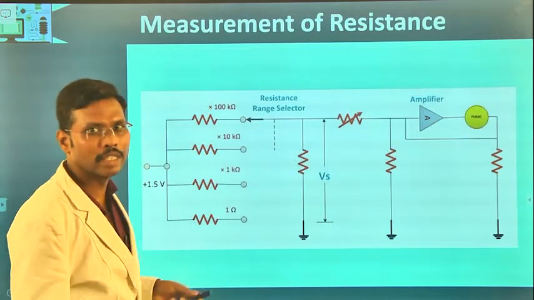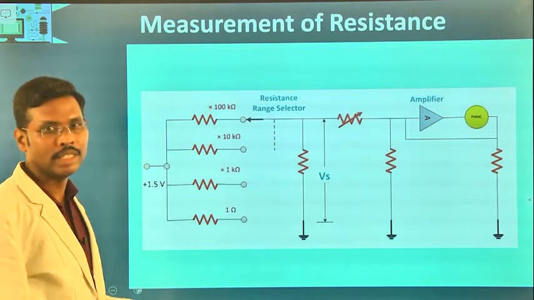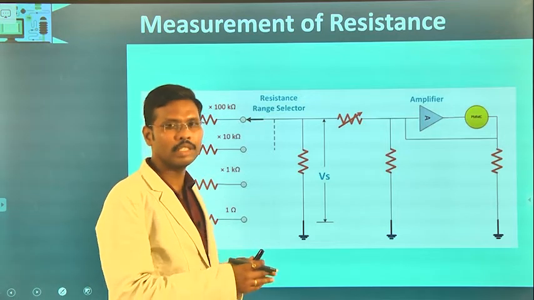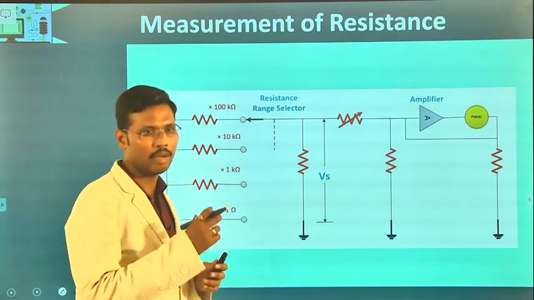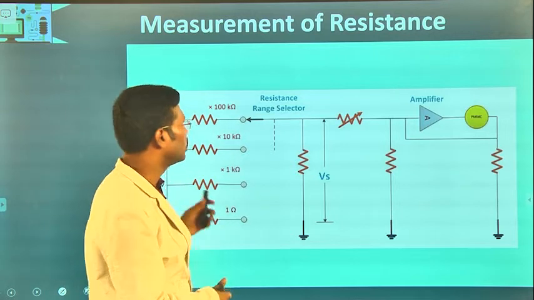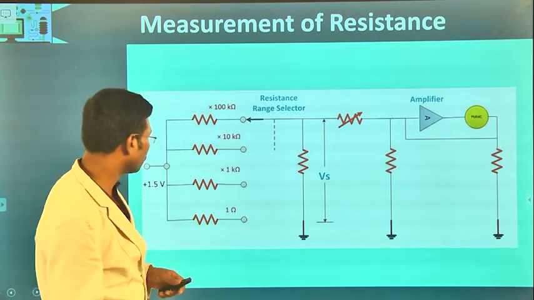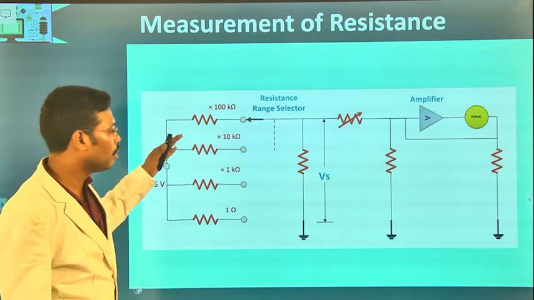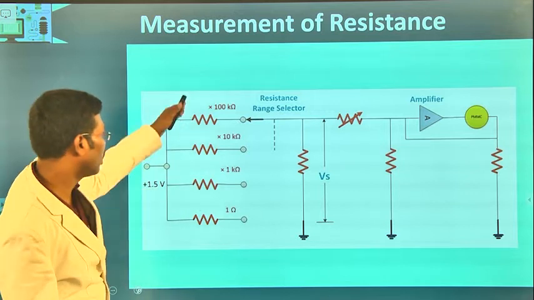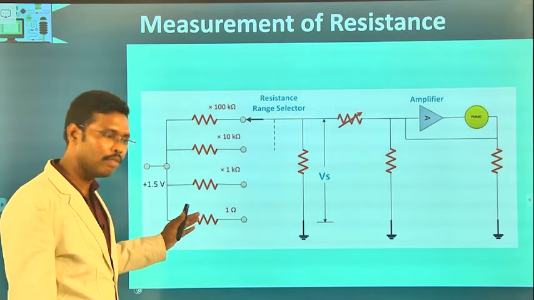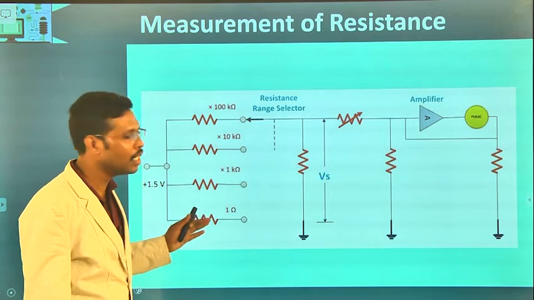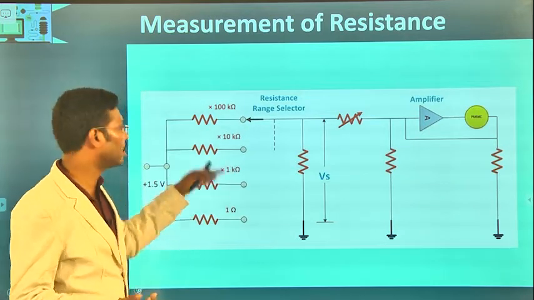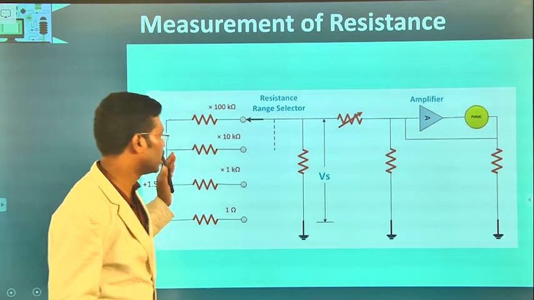And here we will see an example for the measurement of a resistance: how we can measure the resistance of any piece of equipment by using a digital multimeter. Here we have simplified the block diagram which we discussed previously. We have an attenuator which consists of a number of resistors, and we have a range selection switch. Depending upon the input resistance we are going to measure, we will select this particular resistor range.